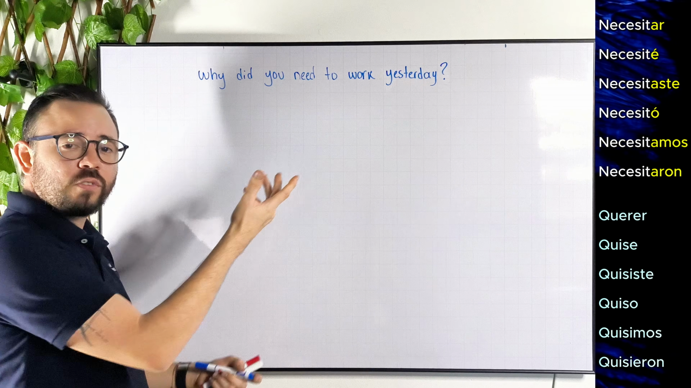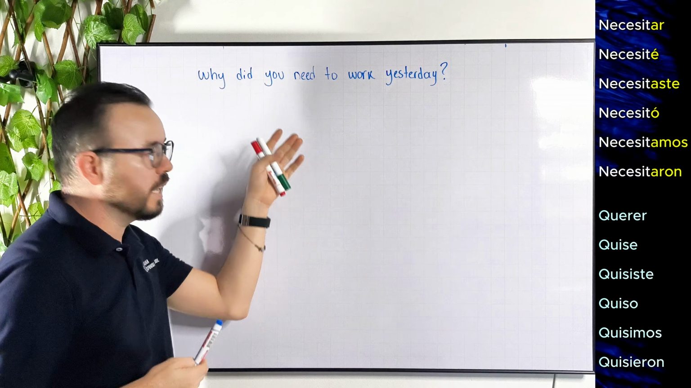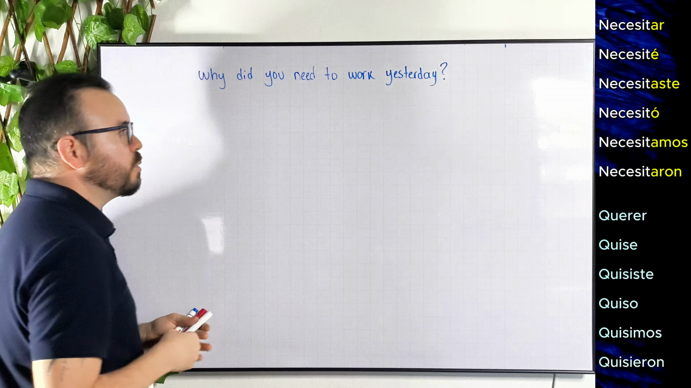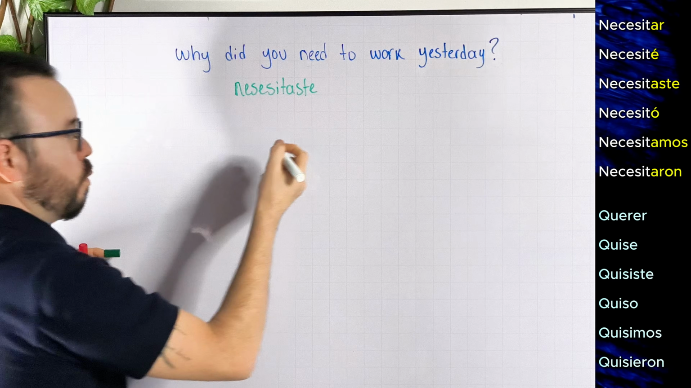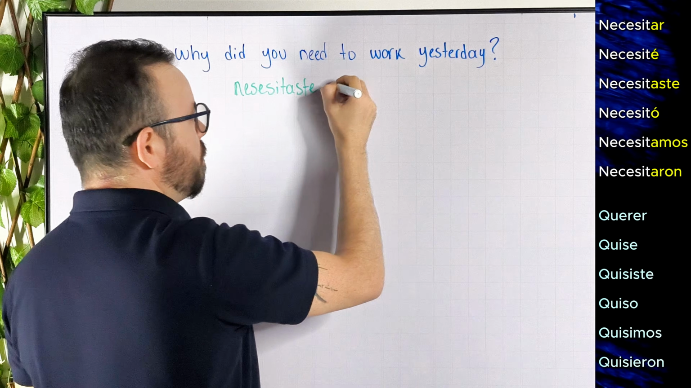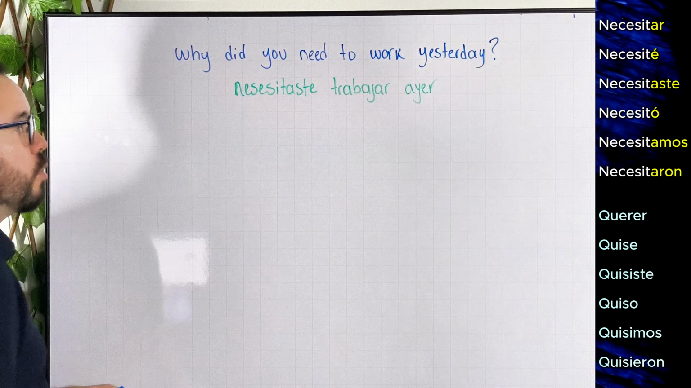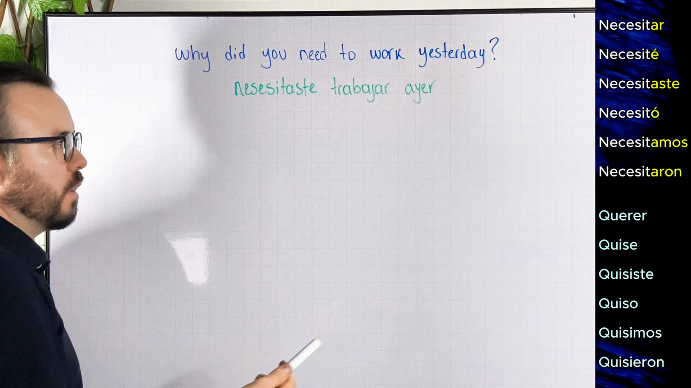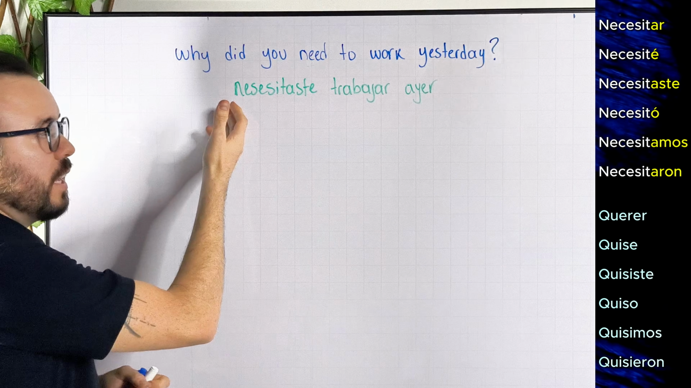Okay, since this is a question, as always, we can say first the positive form. So we can say, you needed to work yesterday, okay? So how do we say you needed? It will be necesitaste. That means you needed. Now to work is just the verb in the infinitive form, trabajar. And then yesterday is just ayer, okay? So we have you needed to work yesterday. See? Necesitaste trabajar ayer.